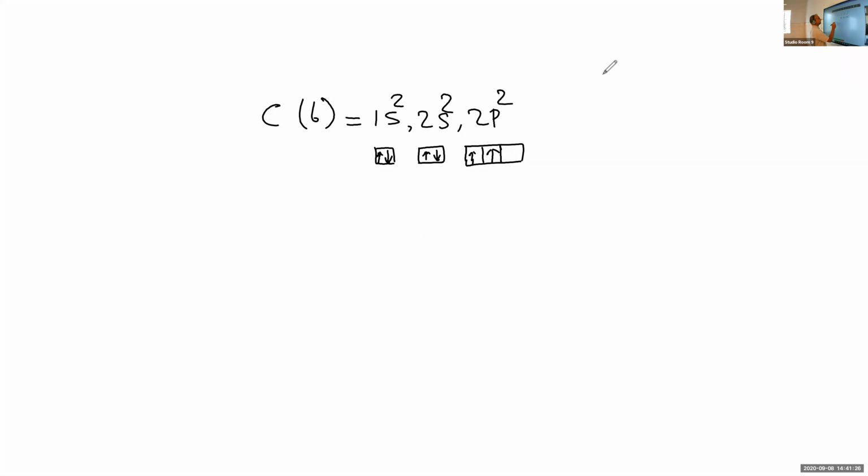Now you come to nitrogen, atomic number 7. We know the configuration: 1s2, 2s2, then 2p3. In the 1s level, there is only one orbital and there are 2 electrons of opposite spin. In the 2s level, there is only one orbital, 2 electrons, and they are of opposite spin like this.